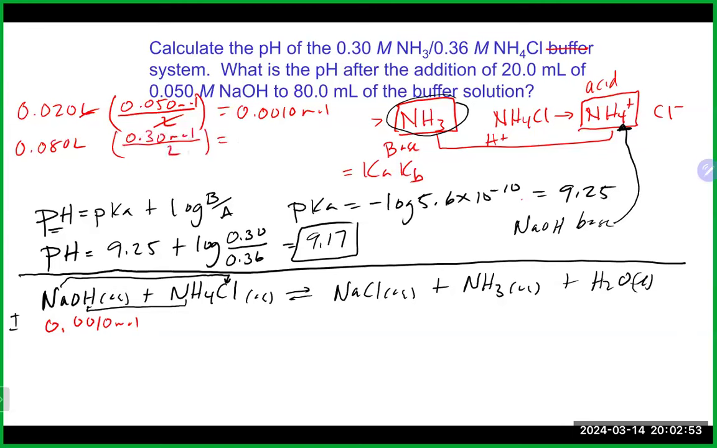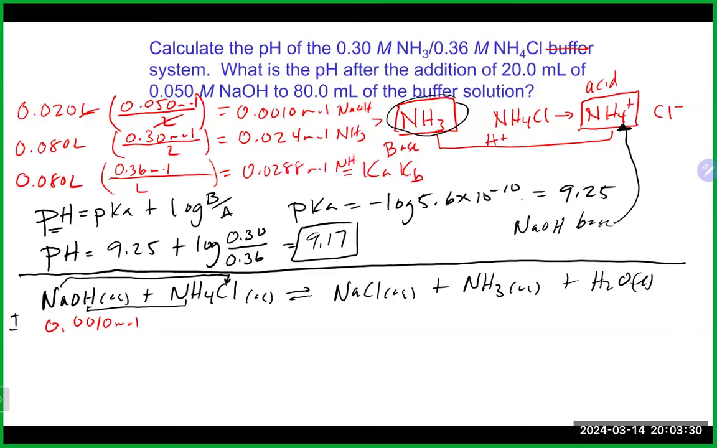And that's going to give us 0.08 times 0.3, 0.024 moles of our NH3. We'll do the same calculation for our NH4 plus, which is 0.36 moles per liter, because again, it's the same volume since they're in the same beaker. That gets us 0.0288 moles of NH4 plus.